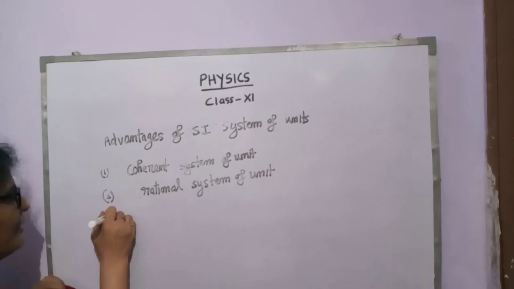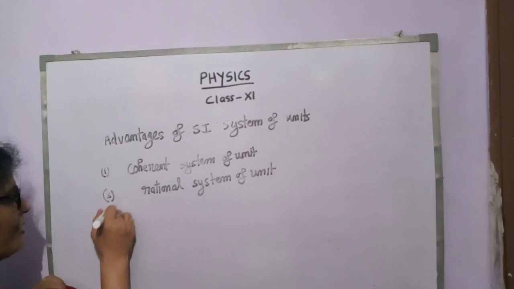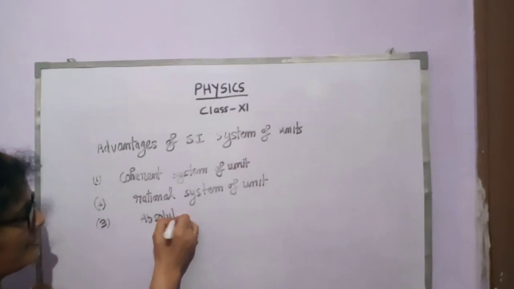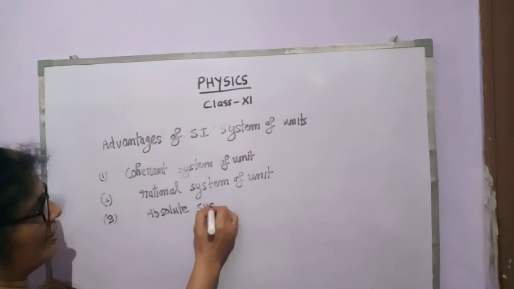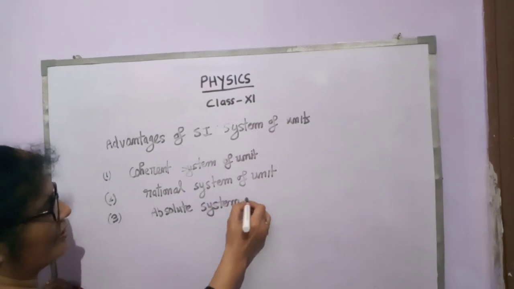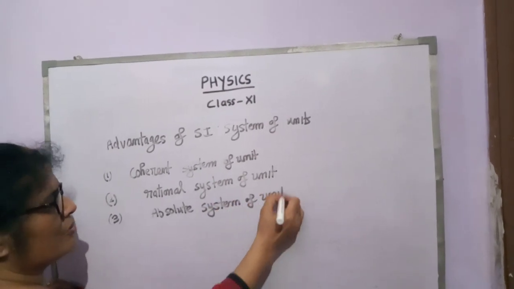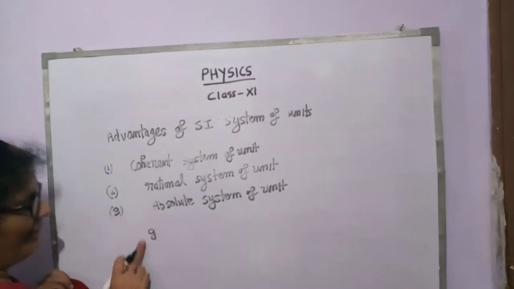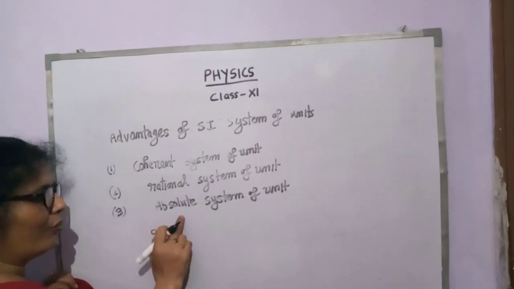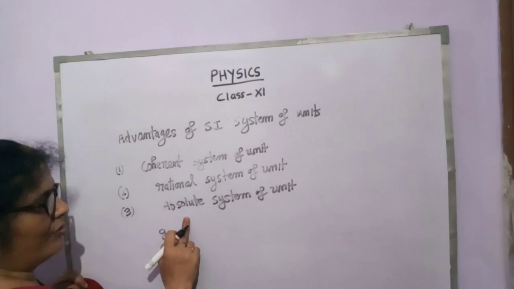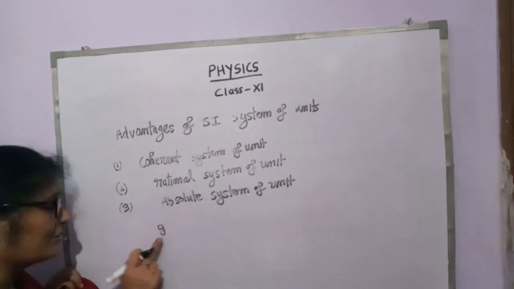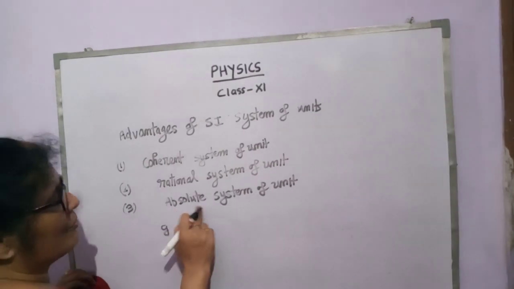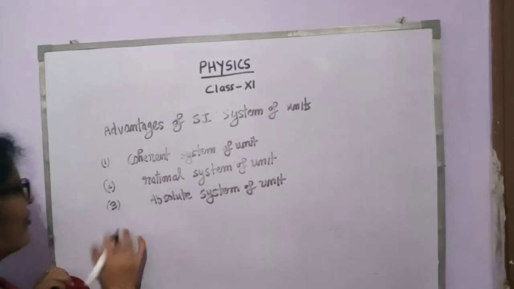Number 3, it is an absolute system of units. That means there is no gravitational factor g. The factor g is not included in this SI unit, because the value of g varies. That's why it is also known as the absolute system of units.